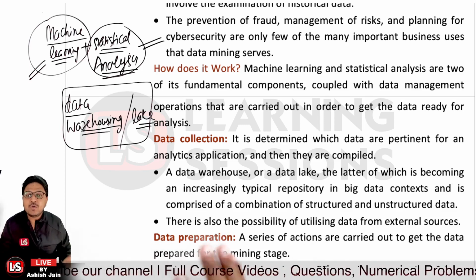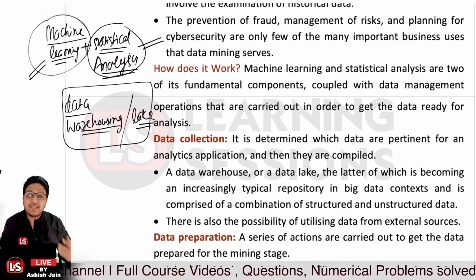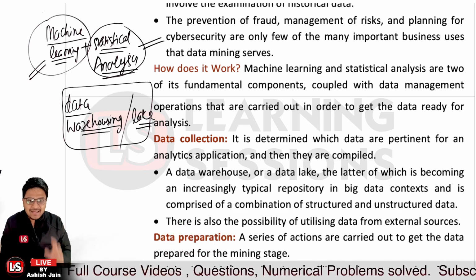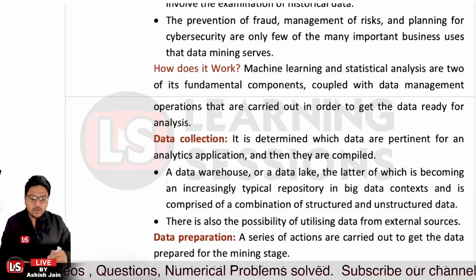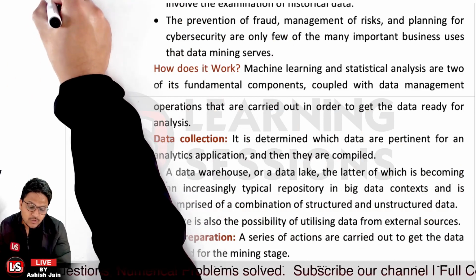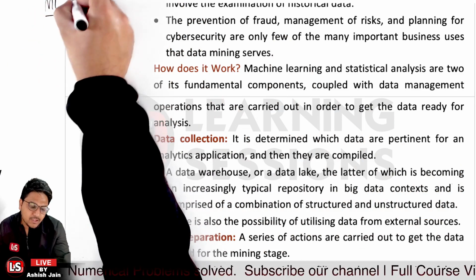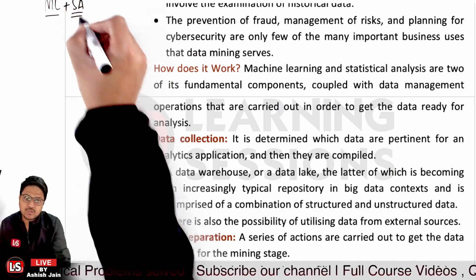And further, it's related to data preparation. Like I told you, you may be having the raw data. Now a series of actions are to be performed. Let me tell you a line related to the same. So what resources do you use? You are using machine learning, and further you are using statistical analysis. Those are the two components.